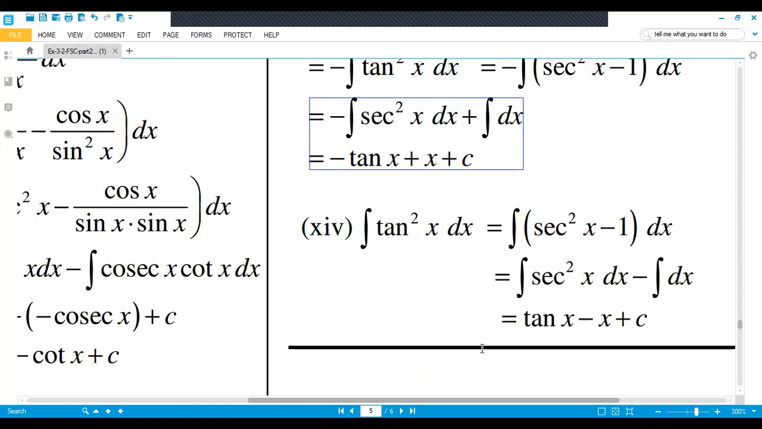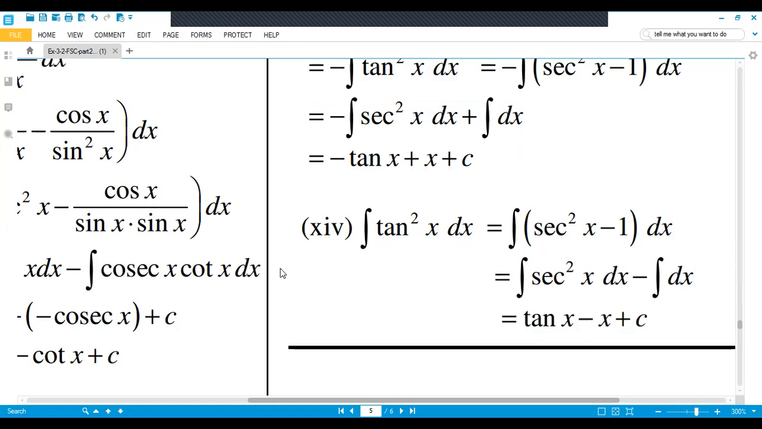Come to the 14th part. The 14th part is the last part of this exercise. So the 14th part is tangent square x. This is just like the previous question. So tangent square x, you know, is equal to secant square x minus 1. This is an identity. You study it in class 10th, first year, that tangent square x is equal to secant square x minus 1. So the integral of secant square x dx is tangent x, and the integral of 1 is x, minus x plus c. C is the constant of integration.